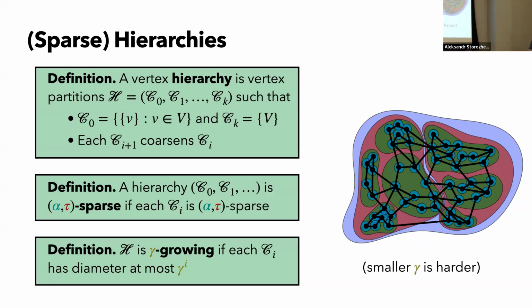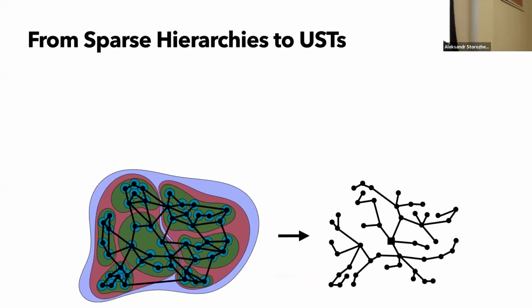Yeah, I mean, I'm going to say at most, but you should think of the diameter as being basically exactly equal to gamma to the i. I'm going to say gamma growing, but just imagine that the diameter of the ith level is, even for simplicity, exactly gamma to the i. Good question.